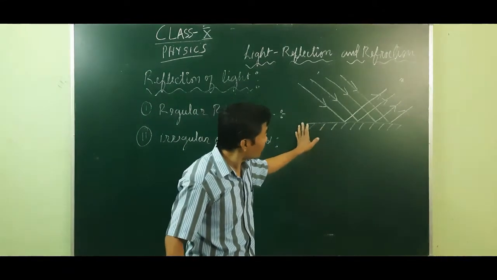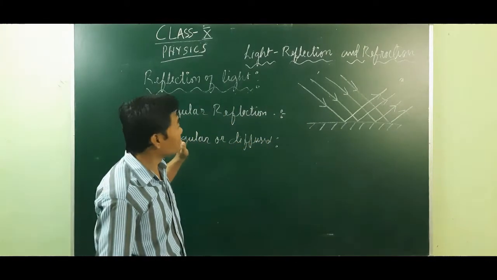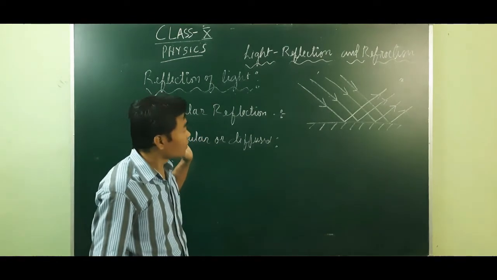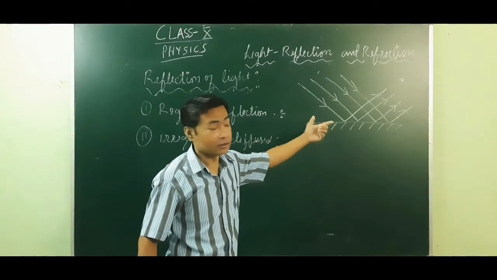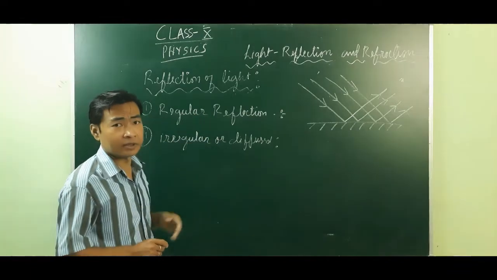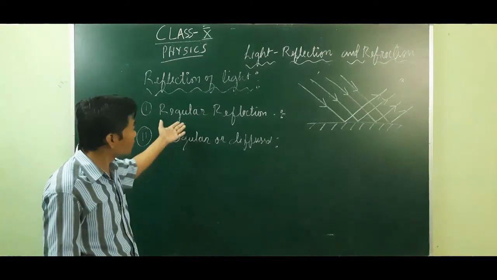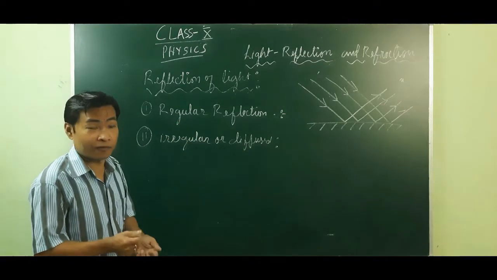If the reflecting surface is very smooth like a mirror, a mirror is an example of a smooth reflecting surface, now the beam of parallel rays will reflect parallel. So this type of reflection is known as regular reflection. Now all the objects around us are not smooth like the mirror, right? So there are some objects which are rough.